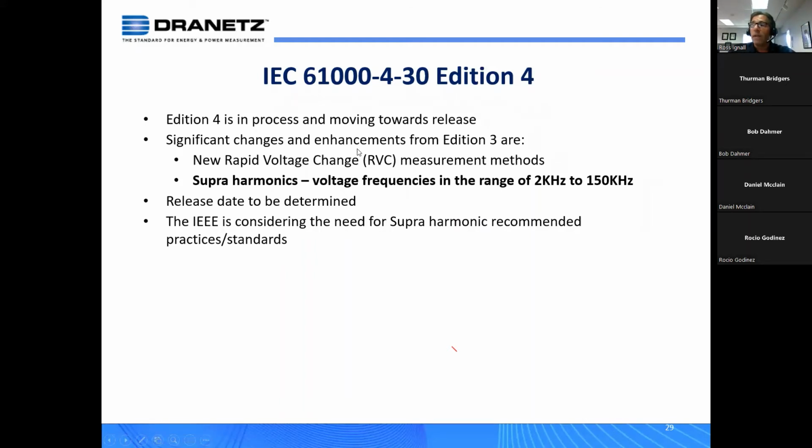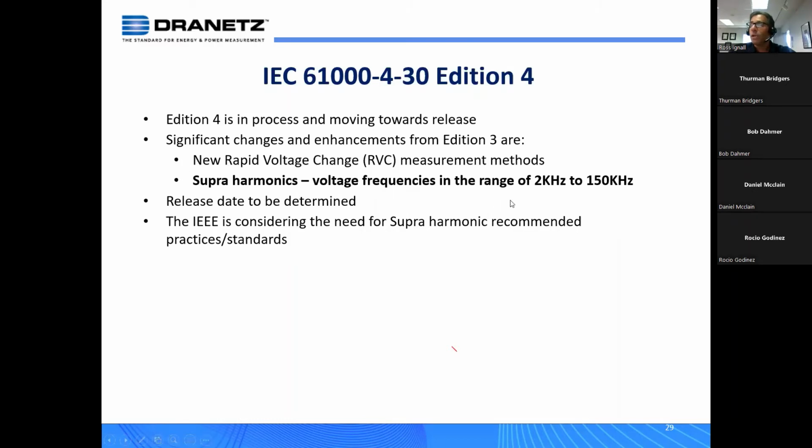Now, what are the significant changes and enhancements from edition 3? There's a whole bunch of, let's say, clerical and minor things. The major things, which we will not get into the details here, is they've changed the measurement method for RVC, or rapid voltage changes, which are small changes and perturbations in the voltage within the high or low limits. It's not a sag, it's not a swell, but it's drifting of the voltage in between there.